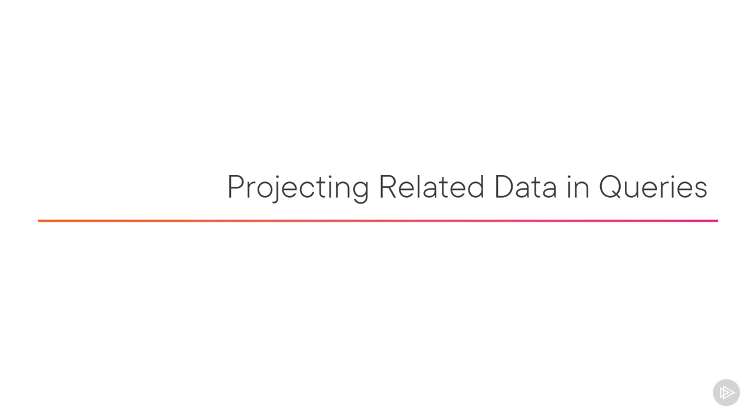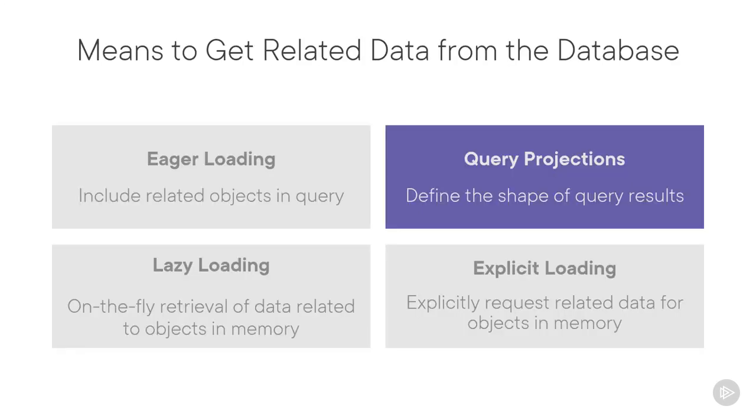You may have already written query projections in earlier versions of EF, or if you write SQL queries, you've very likely used them, unless every single one of your queries is select star. In EF Core, we can use query projections to shape the query that's sent to the database, which could very well include related data and the resulting objects.